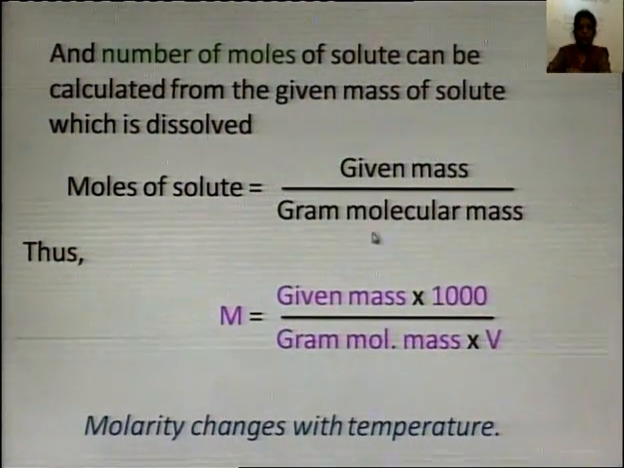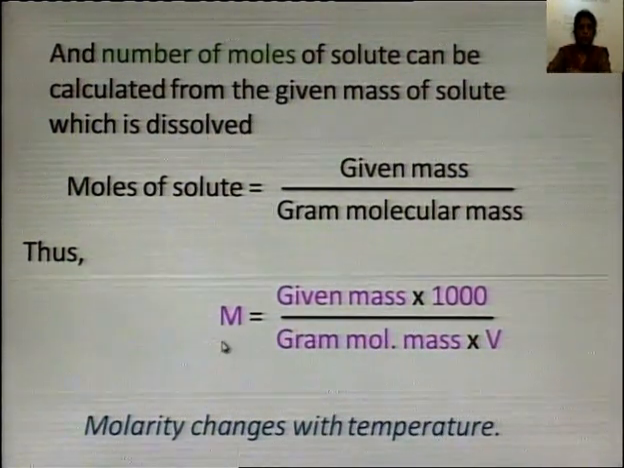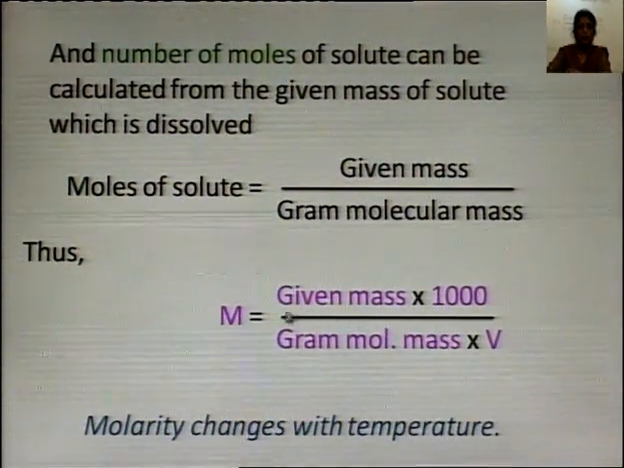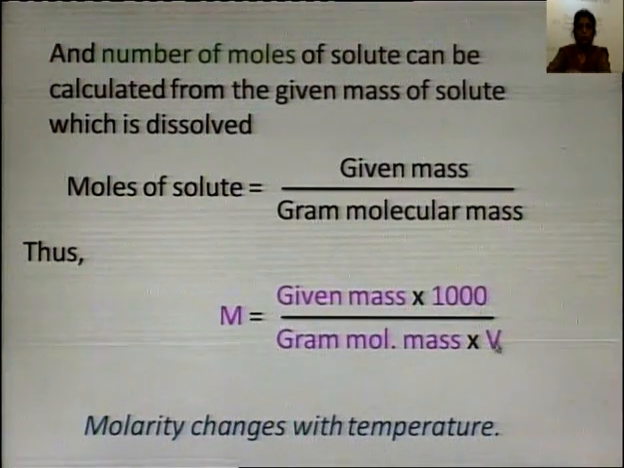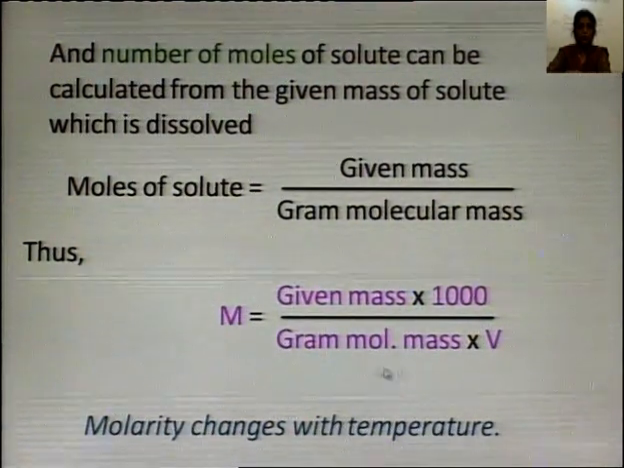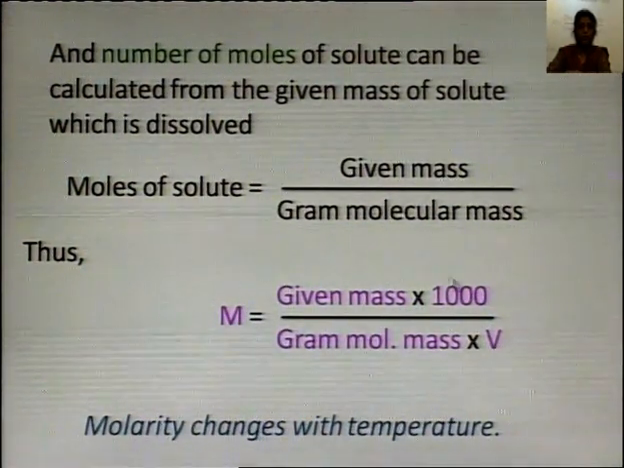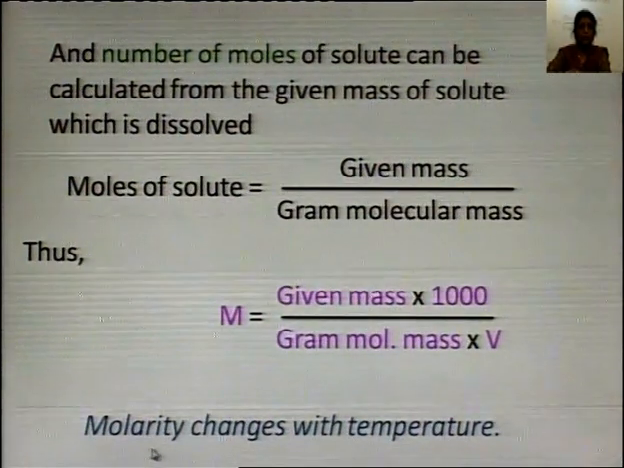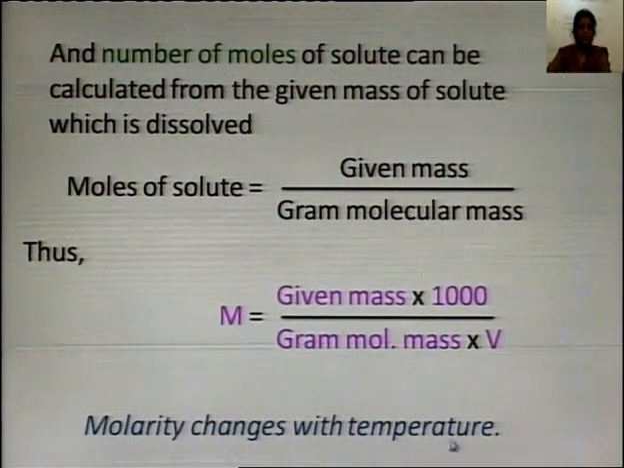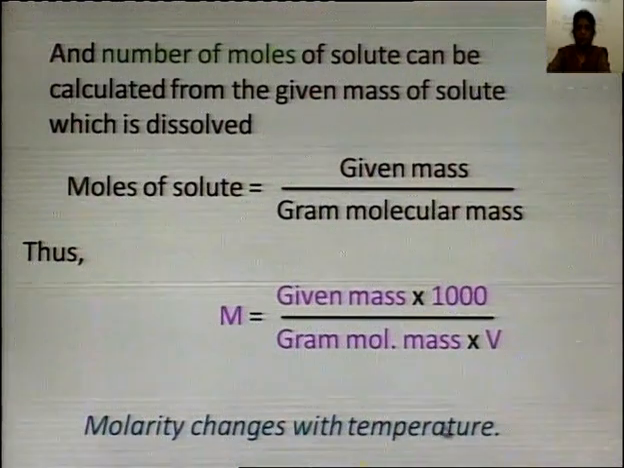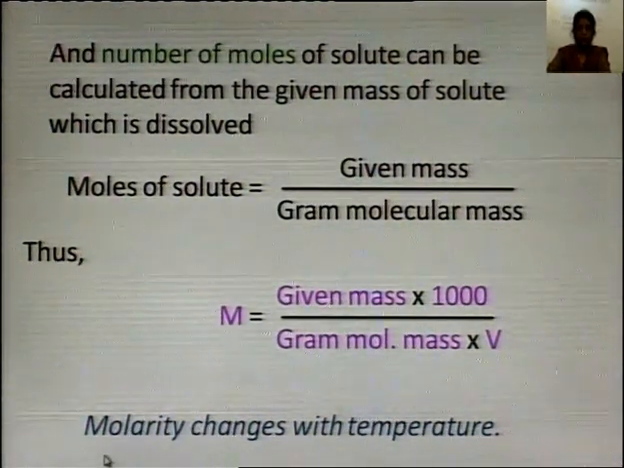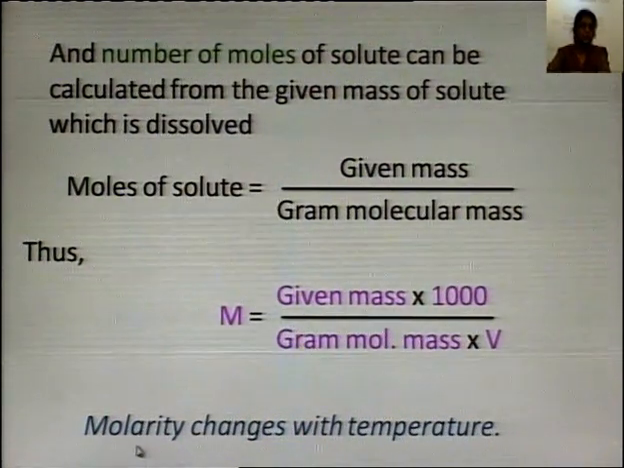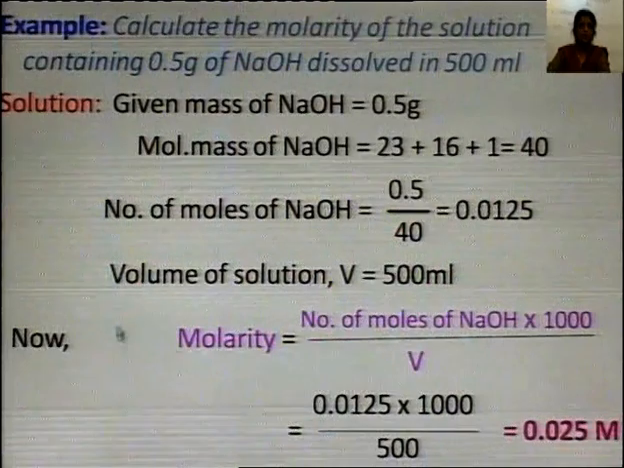So, putting this value into the formula of molarity, M will be equal to given mass divided by gram molecular mass into 1000 upon V. So, this is the molarity of the solution. As molarity changes with the temperature due to contraction or expansion of the liquids, even then this is the most familiar method of expressing the concentration of the solutions in the laboratories.